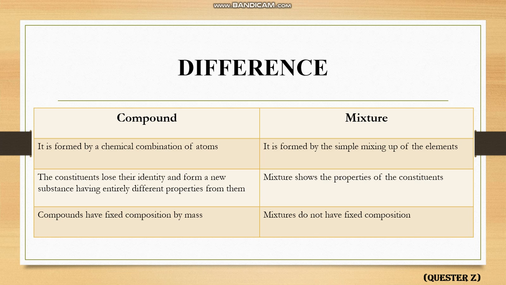Third one, compounds have fixed composition by mass. For example, in water, you have two hydrogen and one oxygen. So that is the fixed composition. While in the case of a mixture, there is no fixed composition. You can add any ratio, any grams of salt, any volume of liquid, as much water as you like, or any volume of alcohol, any solvent, any solute, and simply mix them up, but you did not fix the composition.